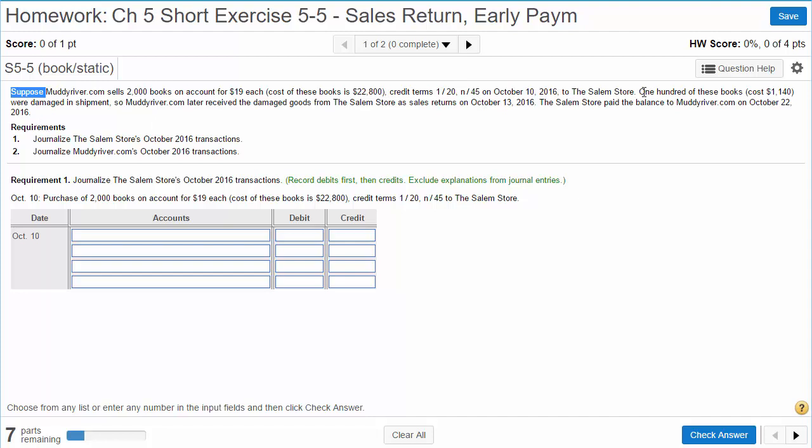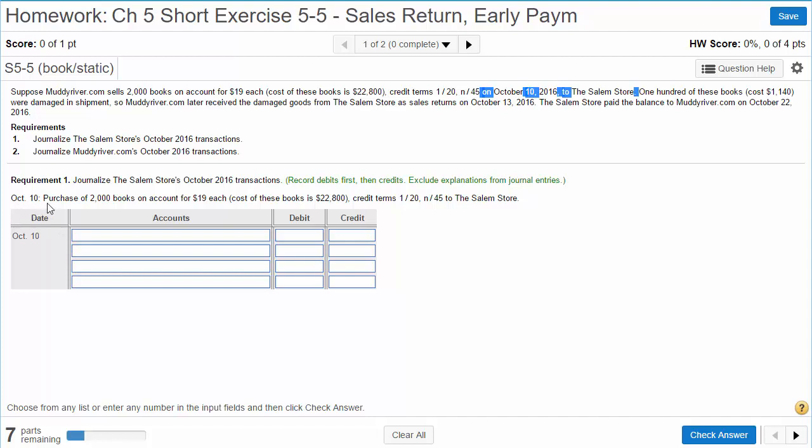And then later, 100 of these books, which cost $11.40, were damaged in shipment. So MuddyRiver.com later received the damaged goods from the Salem store as a sale return. And then the Salem store paid the balance to Muddy River on October 22nd. All right. So again, we're going to journalize the Salem store's October transactions. Now remember, Salem store is the one who is being sold to. All right, so here we go.